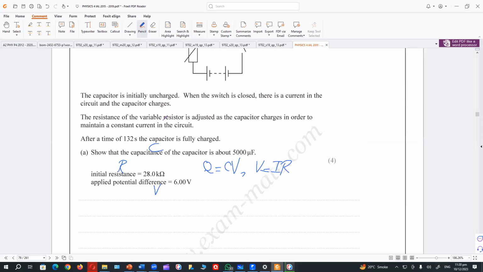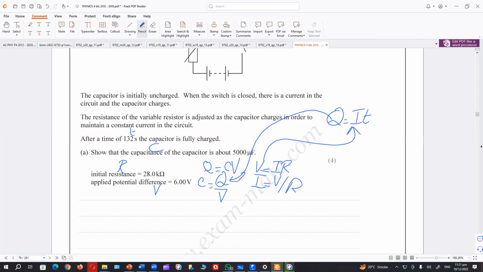But sir, to find I, I have V, but I do not have Q. Do you remember the formula? Q is equal to I into T. I have the time. So we can find current by dividing V over R, so 6 divided by 28,000, and put it here to find Q. Then I need C, which is Q upon V. So from here, I get Q.